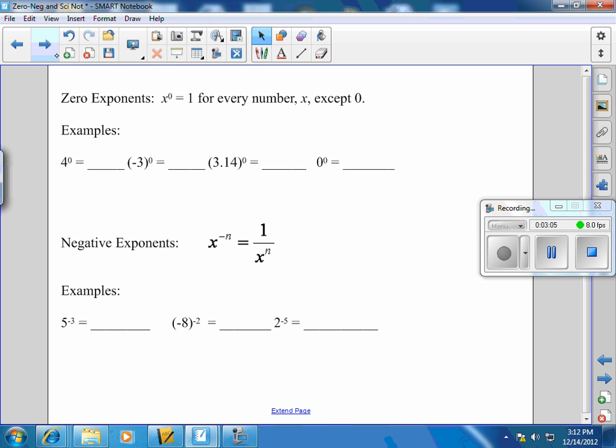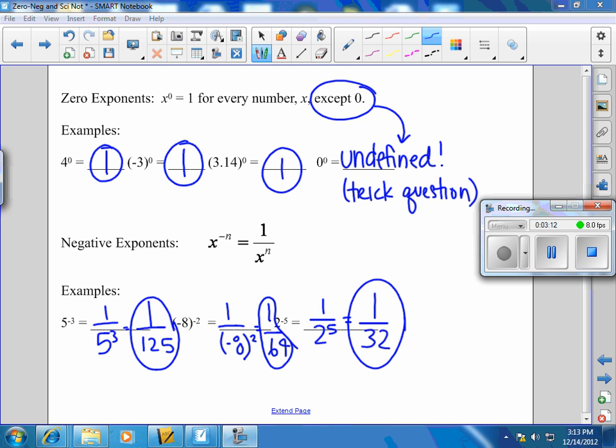So let's do some practice. Go ahead and pause the video, see if you can do these on your own, and then we'll start the notes again. Alright, so these are the answers you should have gotten. Hopefully the first 3 were pretty easy. The fourth one is a trick question.